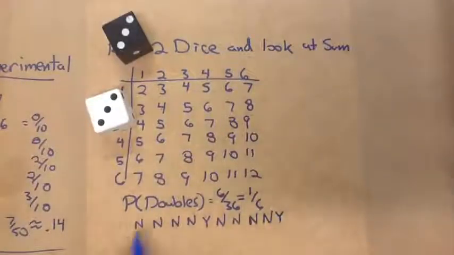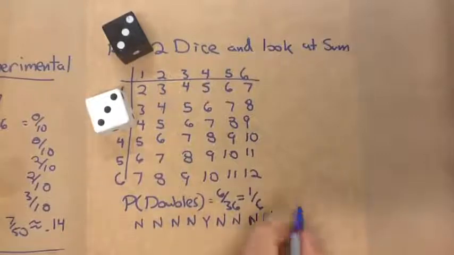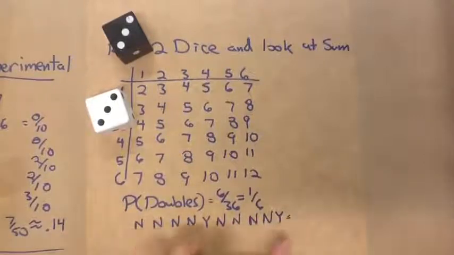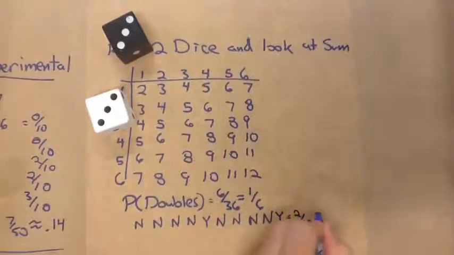And there's a yes on our number 10. So we actually had here really 1 out of 6 or 2 out of 10 was our experimental probability. So it actually came up a little bit more in our experiment than the theoretical.